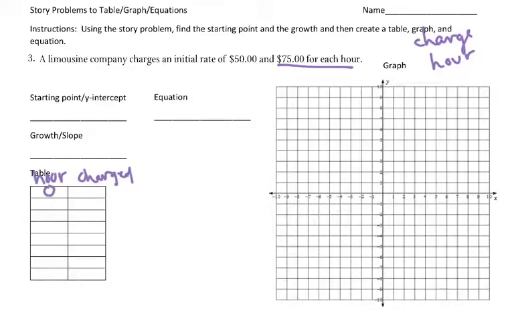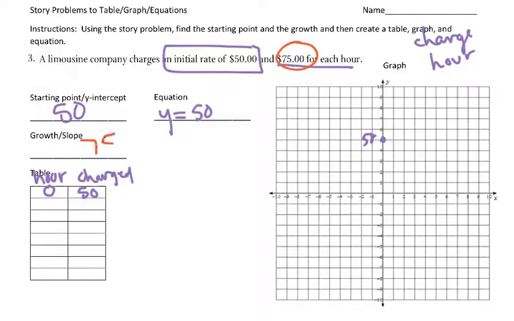So what would be our starting point? Well, they say they charge an initial rate of 50, so our starting point is 50. Let's count by tens here. So y equals 50. See how that starting point affects everything? Now what's our growth? Well, 75 for hours. So we're adding 75 for every hour we add. So 1, 2, 3, 4, and so on.